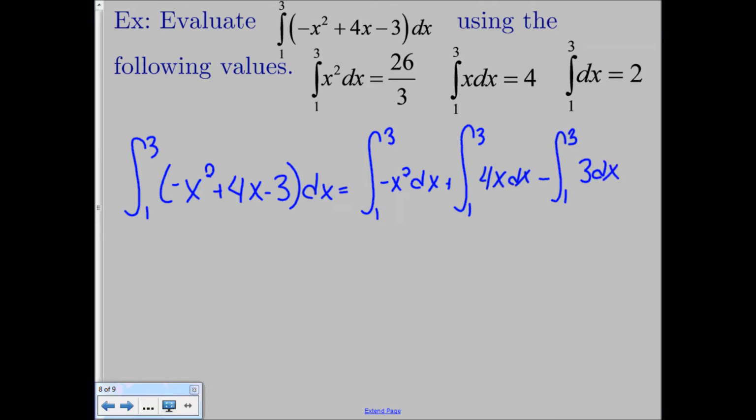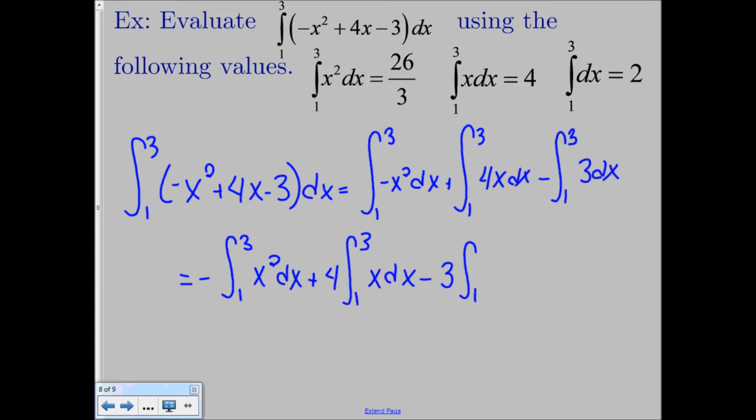And so now what we're going to do is pull all of the constants out using our constant rule. So we're going to get negative integral from 1 to 3 of x squared dx plus 4 integral from 1 to 3 of x dx minus 3 times the integral from 1 to 3 of just dx. And now if you notice, all of these integrals match what we have up here. So now we're just going to plug in those numbers and simplify.